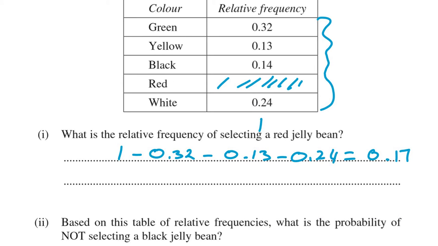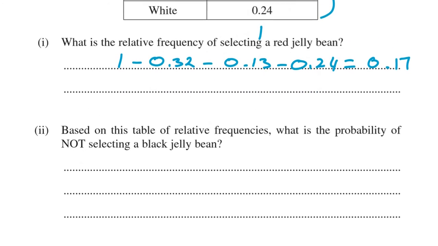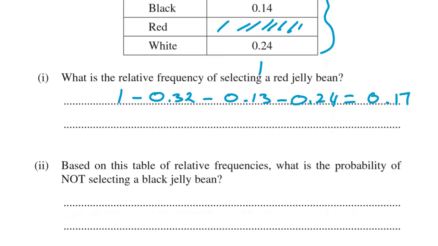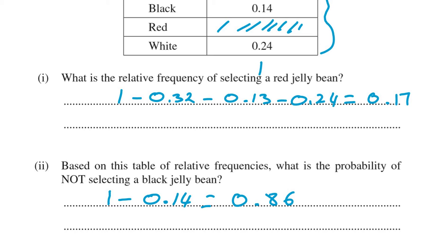Based on this table of relative frequencies, what is the probability of not selecting a black jelly bean? I just need to move this up a bit first, so you have more space. For a black jelly bean, the relative frequency is 0.14. So not black is 1 minus 0.14, which is 0.86. That's it.